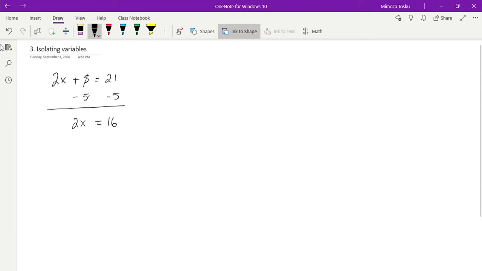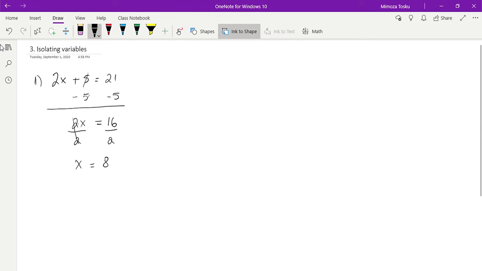And then in order to isolate the x further, we have to divide both sides by 2. Why divide? Because between 2 and x there is a multiplication, and in order to cancel the multiplication we have to divide, so then x is equal to 8. This is the first example.